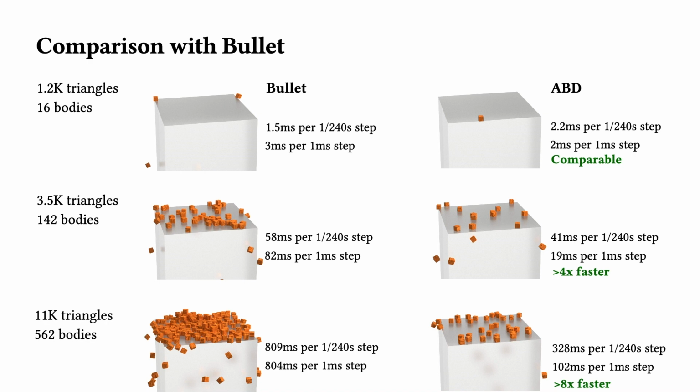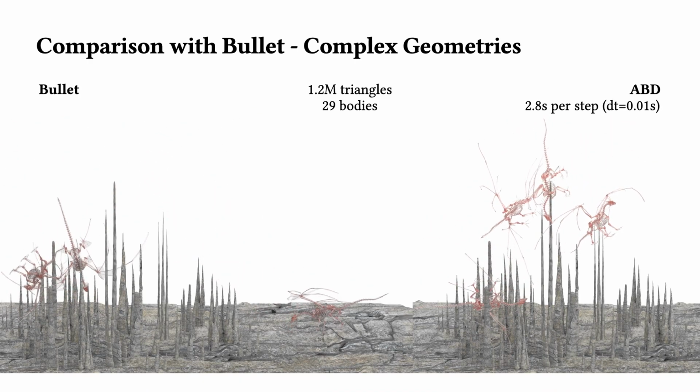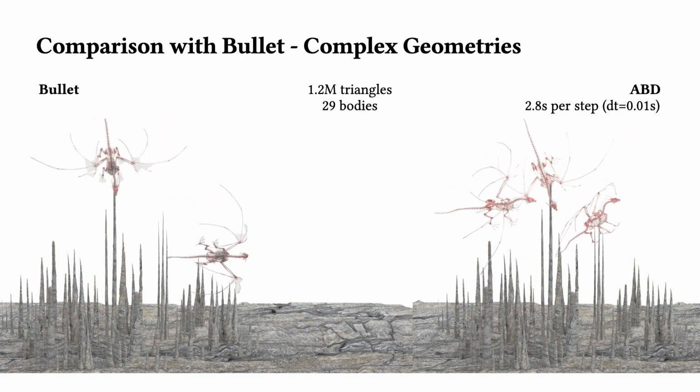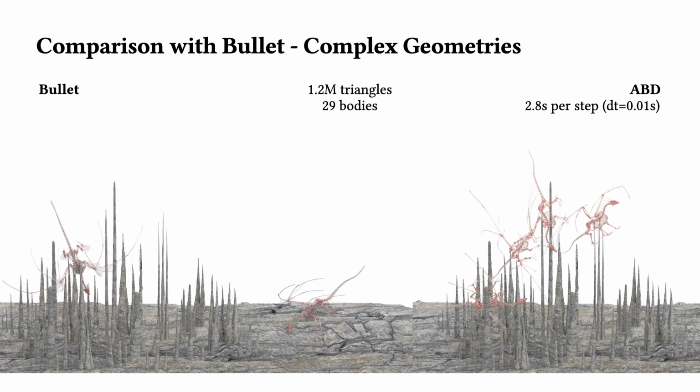For the smallest example, we see that ABD and Bullet have comparable timings, but as we scale to larger things, ABD begins to outperform Bullet with up to an 8 times speedup. For non-convex bodies, Bullet and most other rigid body libraries require replacing input surface meshes with pre-made proxies built from convex components. This requires slow handcrafting or hand-tuning of parameters in convex decomposition codes to get reasonable proxies.